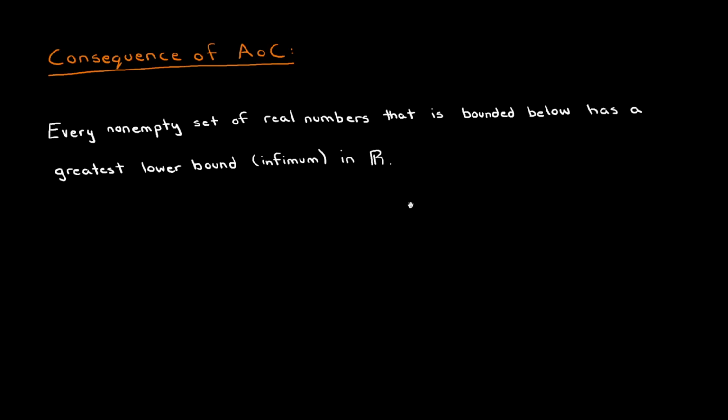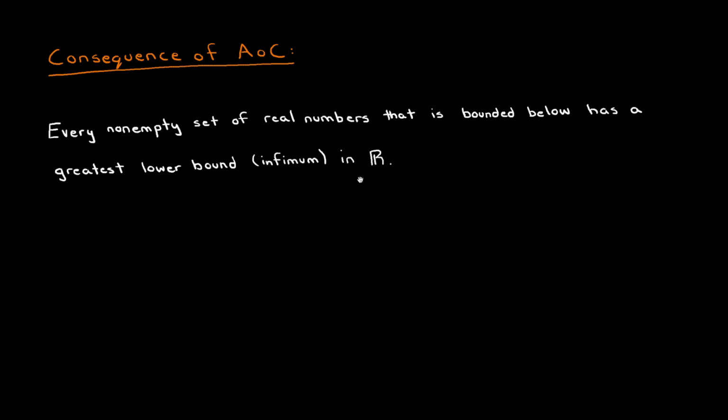Let's end this video with a neat problem. You might be wondering, why is the axiom of completeness stated in terms of least upper bounds or supremums and not in terms of greatest lower bounds or infimums? Could we just as well define completeness using infimums? And the answer to that question is actually yes. There is an equivalent version of the axiom of completeness which states that every non-empty set of real numbers that is bounded below has a greatest lower bound, or an infimum, in R.